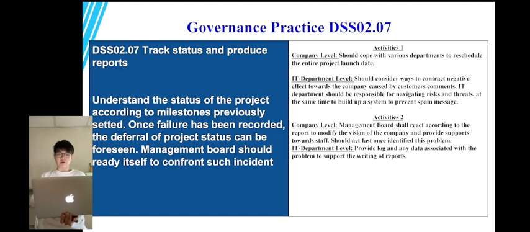On the company level, a detailed documentary will help analyze the cause of a problem and help the management team to react and prevent it from happening again. And the management board should react according to the report to modify the vision of the company and to provide support towards staff. On the IT department level, they should provide logs or any data that are associated with the problem to support the writing of the reports.